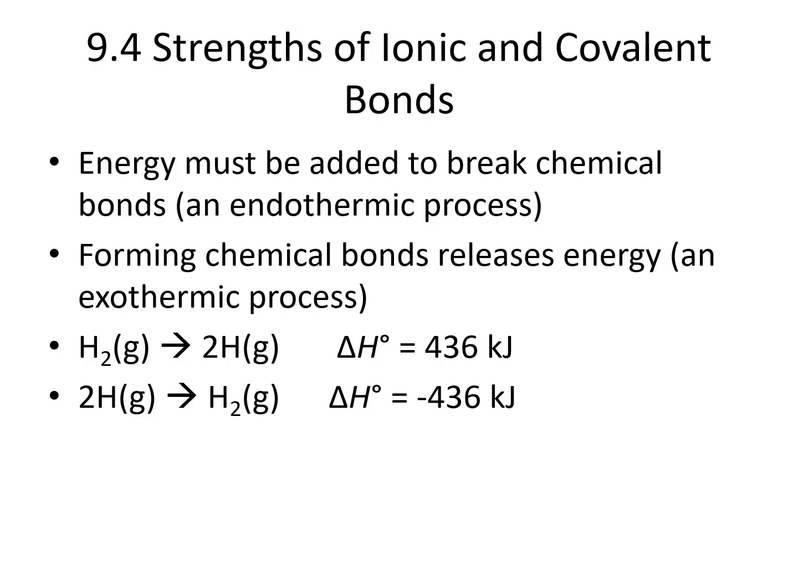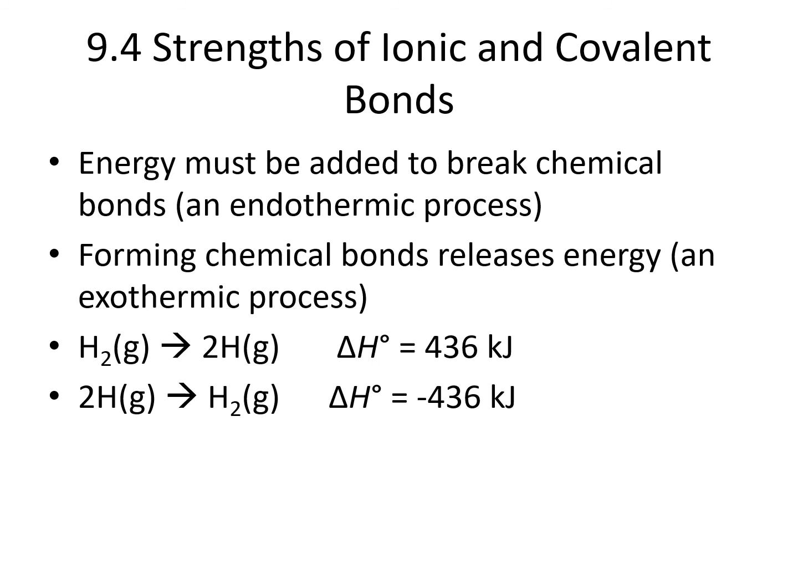In this section, we're going to be talking about strengths of ionic and covalent bonds. We're going to be using covalent bond strengths in order to calculate overall delta H of a reaction. So in order to break a chemical bond, energy has to be added. It's an endothermic process. We have to put energy in order to break a bond. Breaking bonds takes energy. To form a chemical bond, on the other hand, is going to release energy. That's going to be an exothermic process.